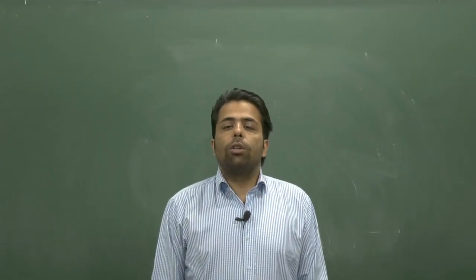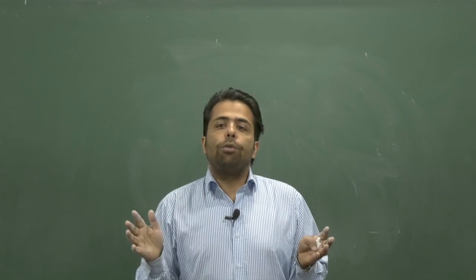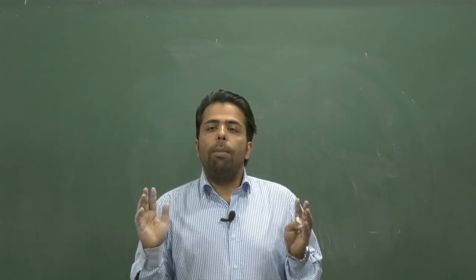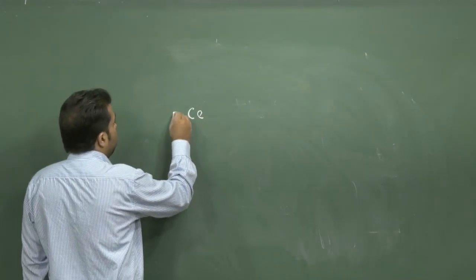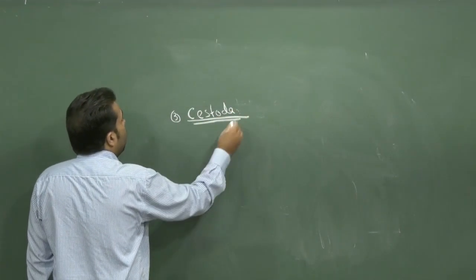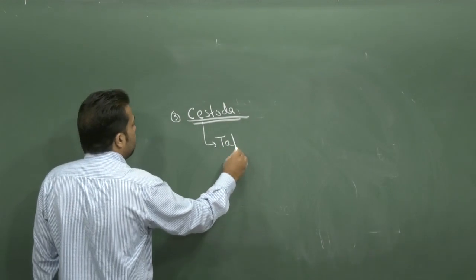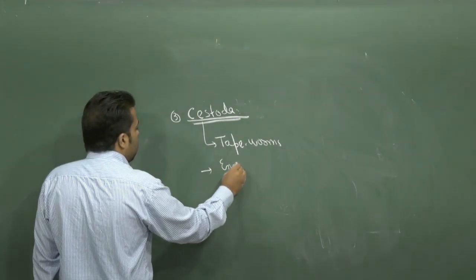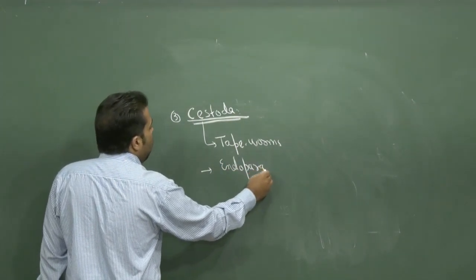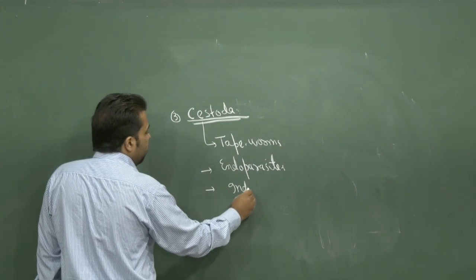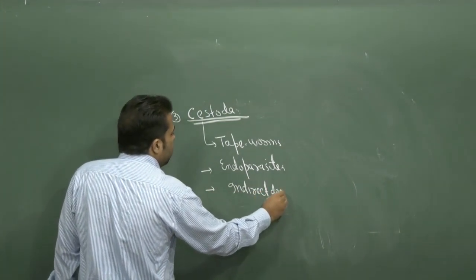Students, we are giving the classification of phylum Platyhelminthes. It is divided into three classes: Turbellaria, Trematoda, and the last one is Cestoda. They are commonly called tapeworms. They are endoparasites, meaning they are found inside the body. And their development is indirect, meaning a larva is formed.